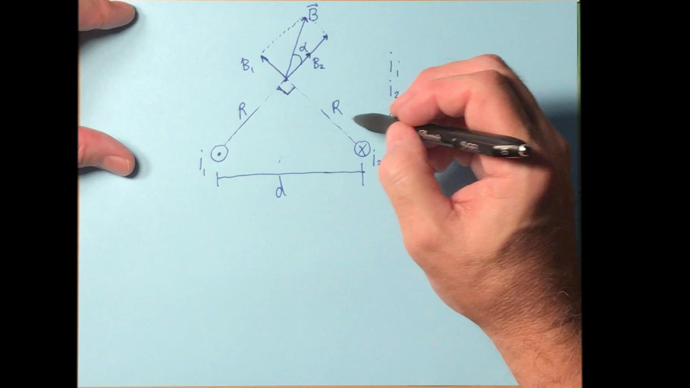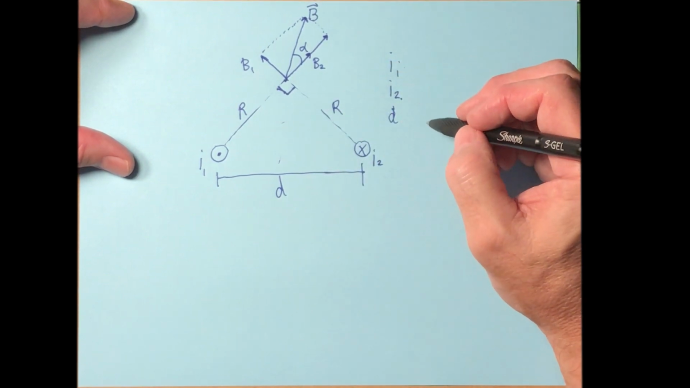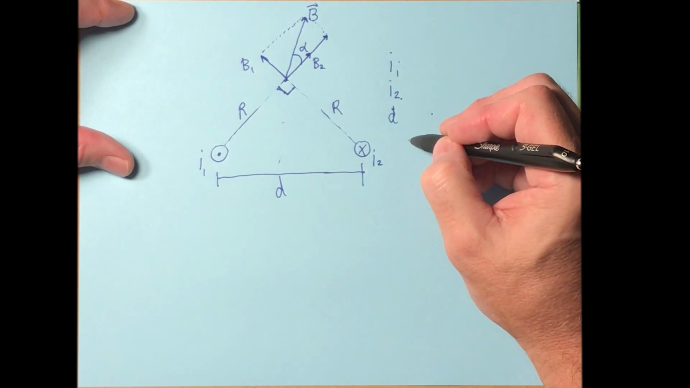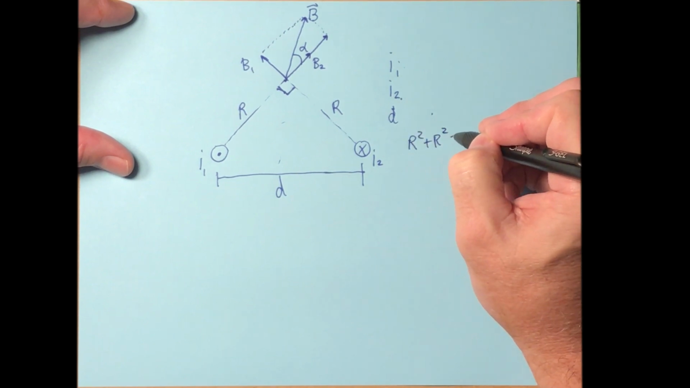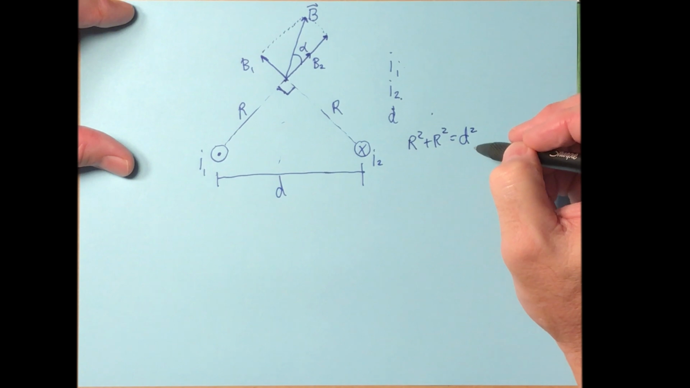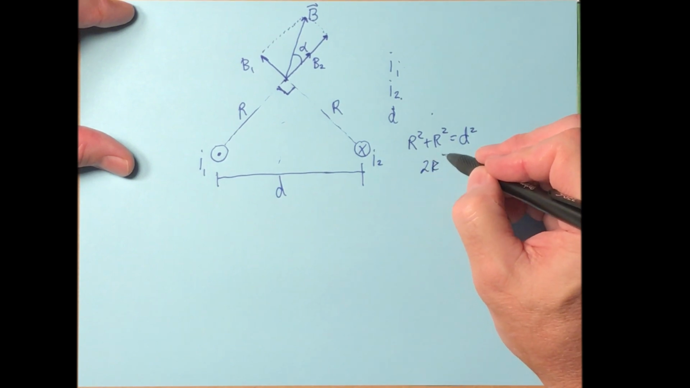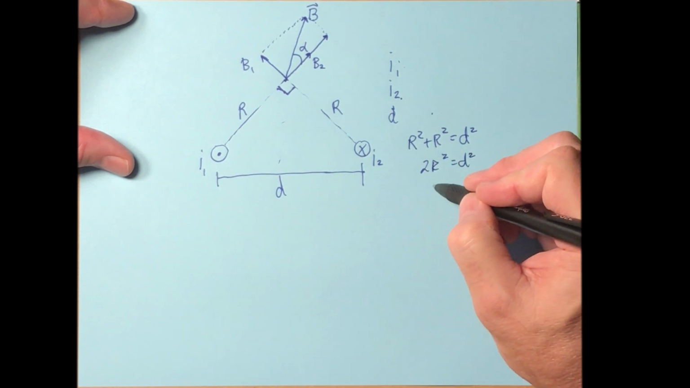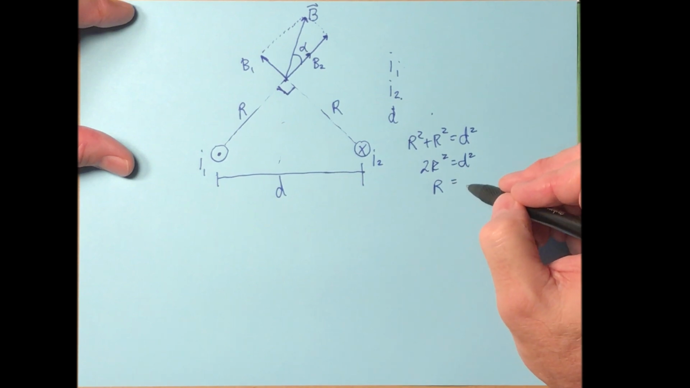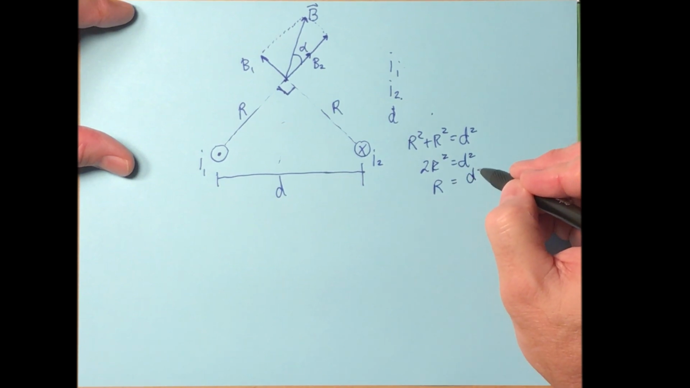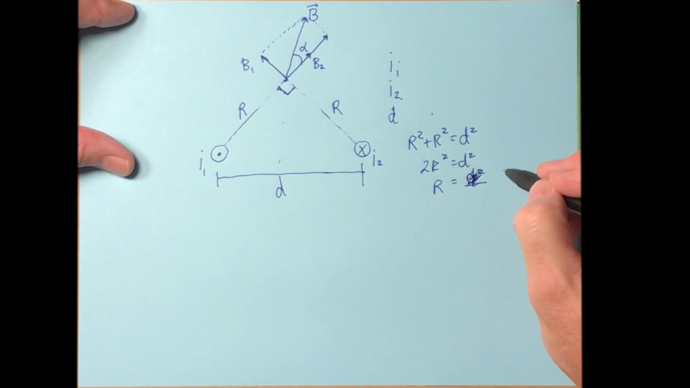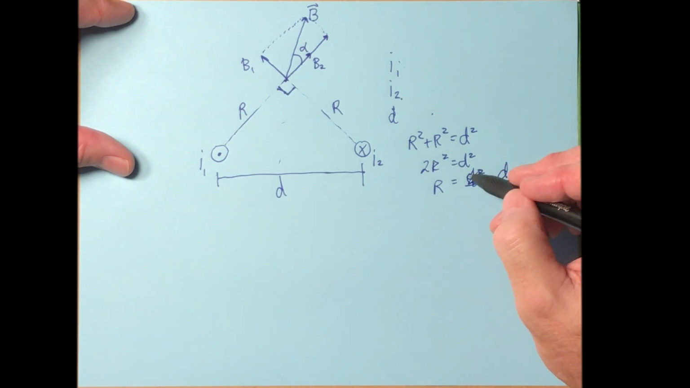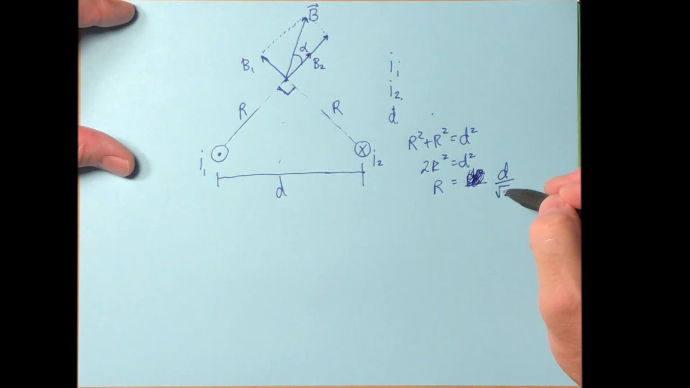All right, so R, we know that R squared plus R squared is equal to D squared. So 2R squared equals D squared. So what is R? It's going to be D over square root of 2, like that. So that's what R is. If we know what D is, we can write R.